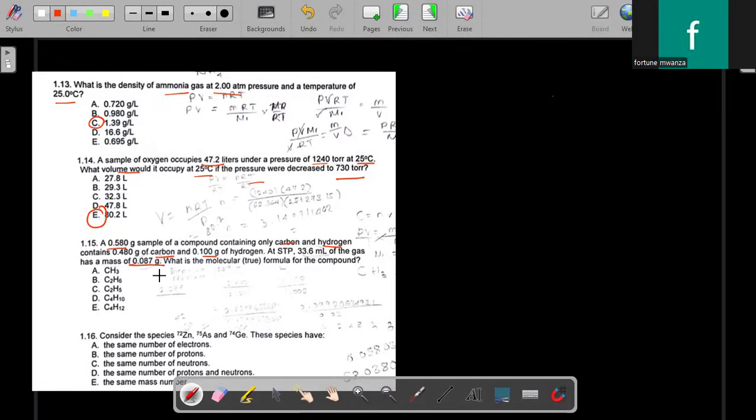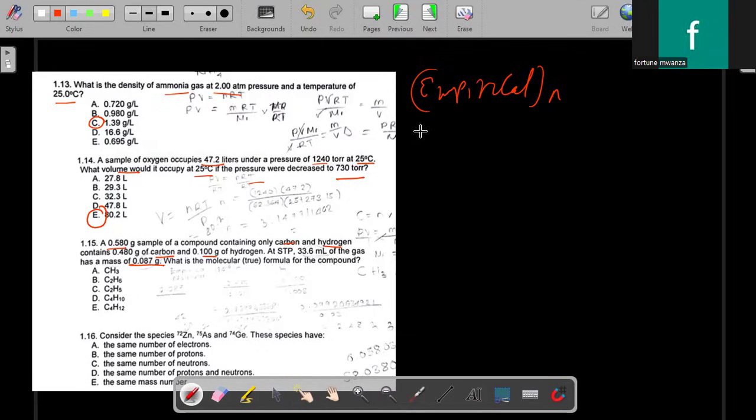0.087 grams. So what is the molecular formula for the compound? We are looking for the molecular formula. For you to get the molecular formula, you need to get the empirical formula first, then you multiply by n. And you know how to get the n: you get the molar mass of your molecular formula divided by the molar mass of your empirical formula. Then you get your n, then you multiply it times the empirical formula.